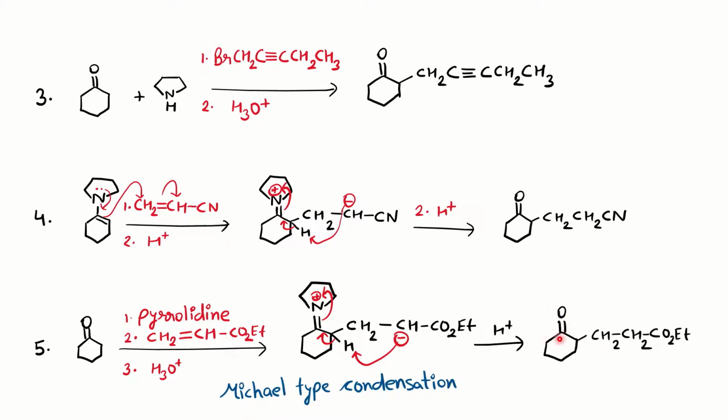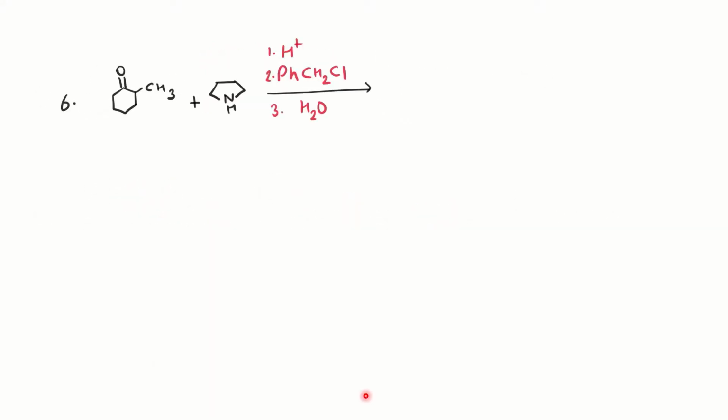After hydrolysis, you will get C double bond O here. At the alpha position, you have again CH2, CH2, CO2Et. Correct? So here again, this carbanion is stable because it is in resonance with this electron withdrawing group, right? So this is a stable carbanion. In this way, you can directly solve the problems.